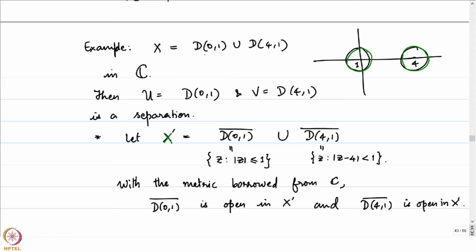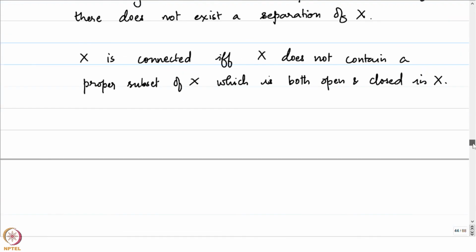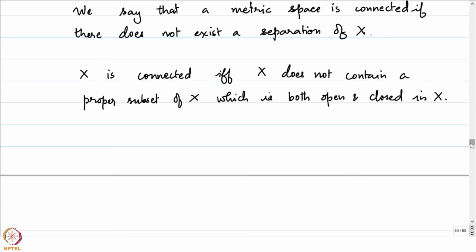Similarly, in X prime, D(0,1) bar is open, even though it is not open in C. In the metric space X prime, this is an open set. So you can actually sit down and check that if something is both closed and open and it's a proper subset of X, then it gives us a separation of our given metric space. So this is just rephrasing whatever we have just written above.